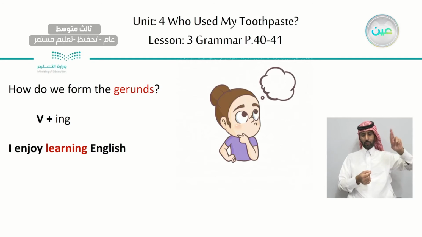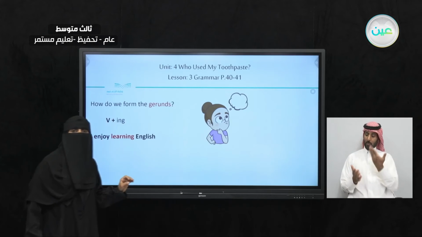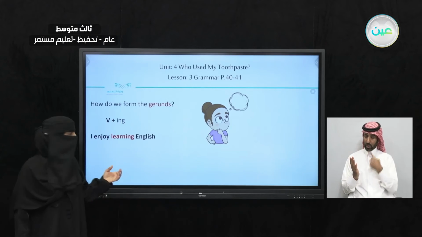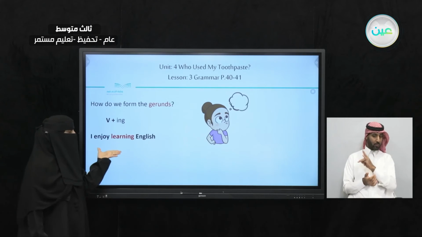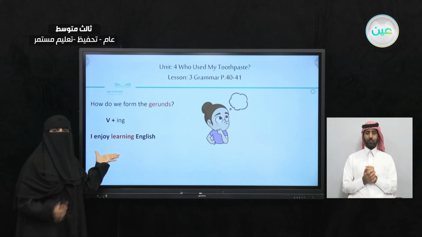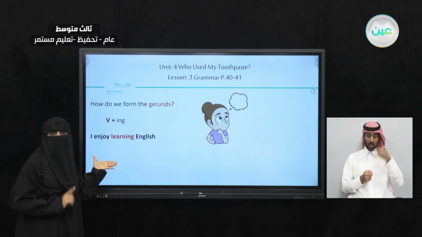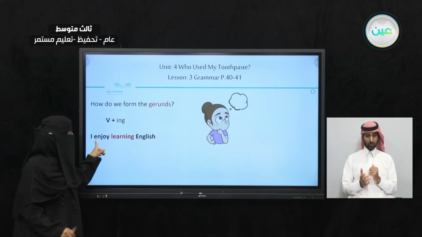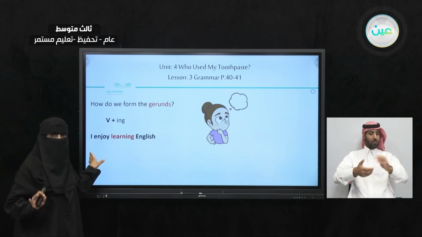Okay? Like, I enjoy learning English. Learning here is the gerund. The main verb is enjoy. Okay, when you say, I am reading, or I am learning English, reading and learning here, is it the same as I enjoy learning? No, because we have am learning. This is a present progressive. This is a different case. Here, we call it a gerund because we have a main verb. We don't have a helping verb here. We don't have a verb to be, okay?